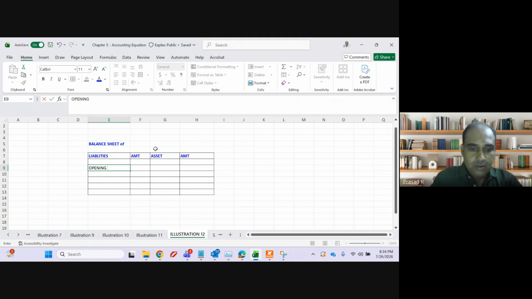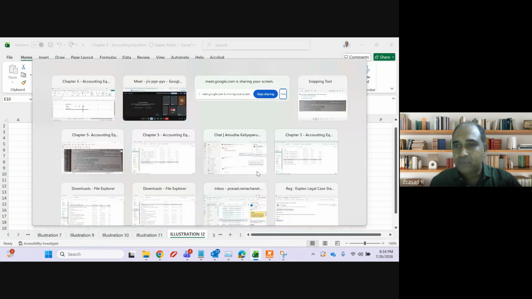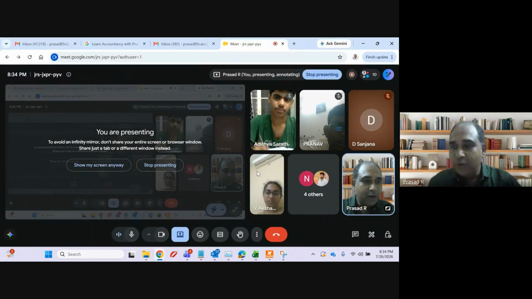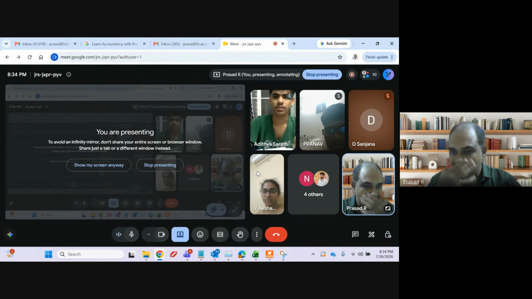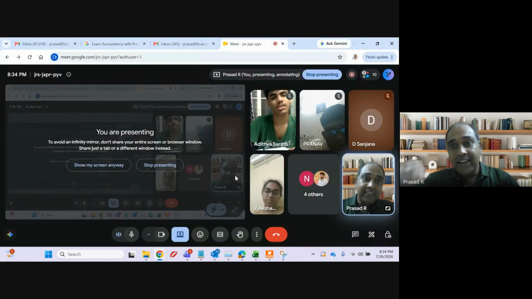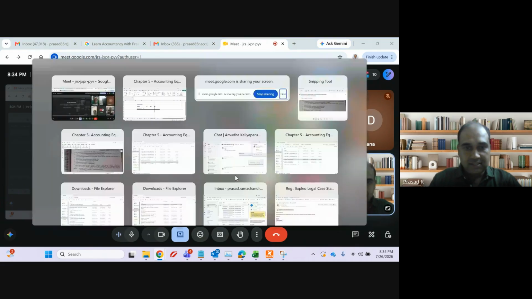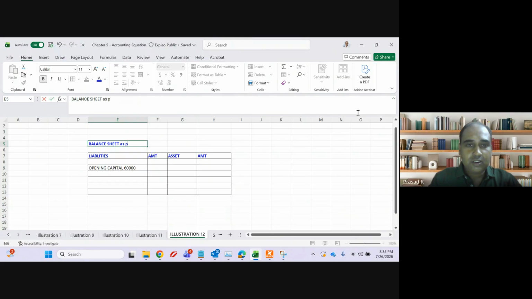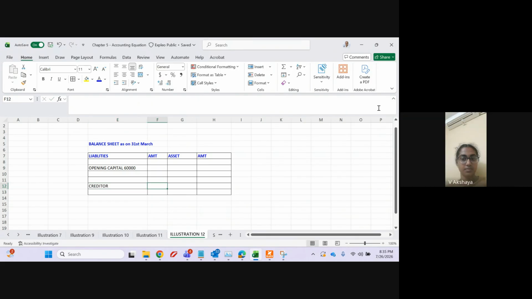Opening capital, because to get closing capital, what do I have to add? Profit or loss? Clear? Opening capital will be how much? 60,000. This creditors they have given at the end. Creditors is closing creditors. When I prepare a balance sheet as on 31st March, my creditors will always be closing creditor or opening creditor? Closing. Always it will be closing creditor.